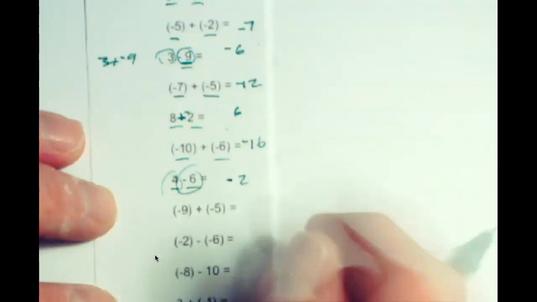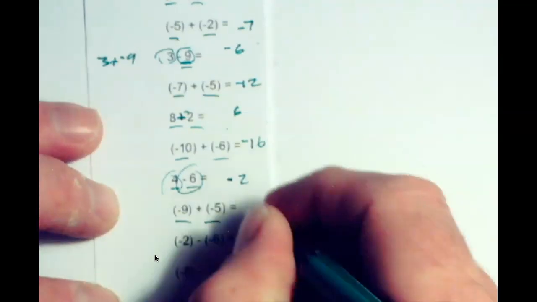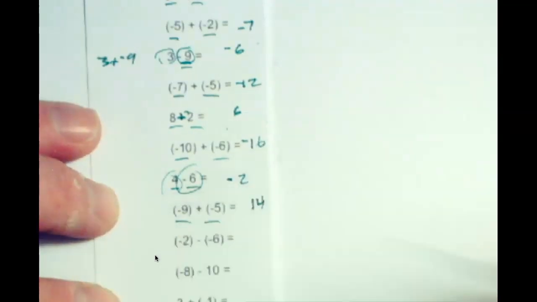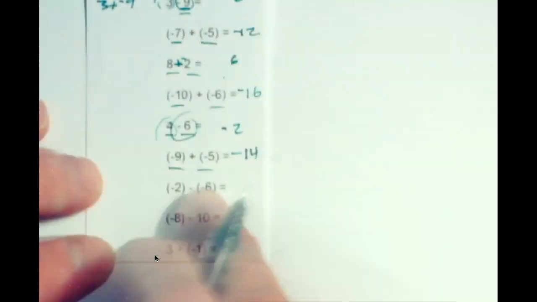All right. We've got a negative 9 and a negative 5. We're adding them together. So these are the same signs. So add up 9 plus 5 is? Is it positive or negative? Definitely negative. Negative 14. All right, let's keep going here. Slide up so you can see the last few problems.